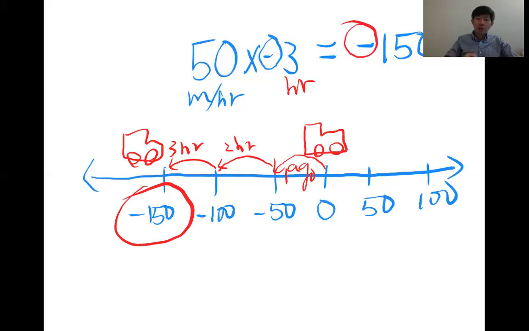negative 150. Oh, don't forget, this is eastbound and this is westbound, right? So the car, look, 3 hours ago is right there, right? Does it make sense to you? Okay.